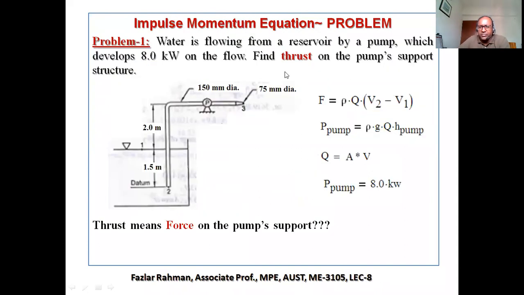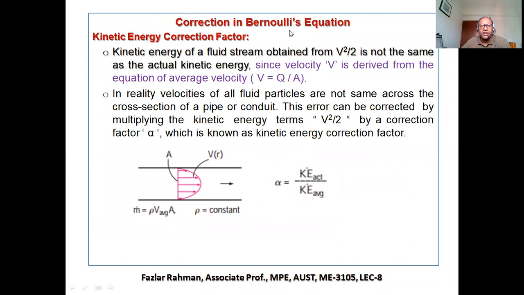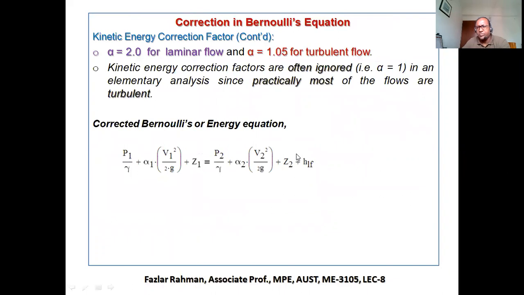In Bernoulli's equation, there are several corrections. Number one correction, it doesn't consider that the fluid has viscosity. We ignore it, so we fix it by adding frictional head loss, right? There is another minor correction: we assume the velocity of the fluid element, we took the average velocity, q equal to v by a.